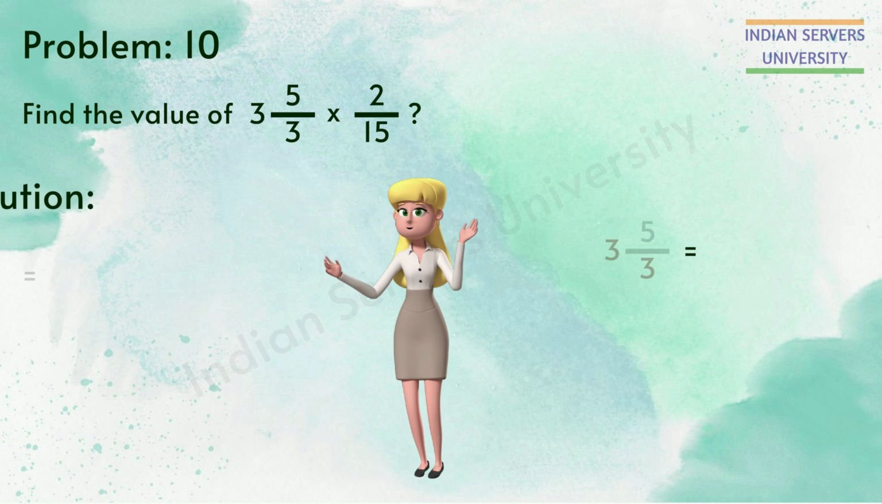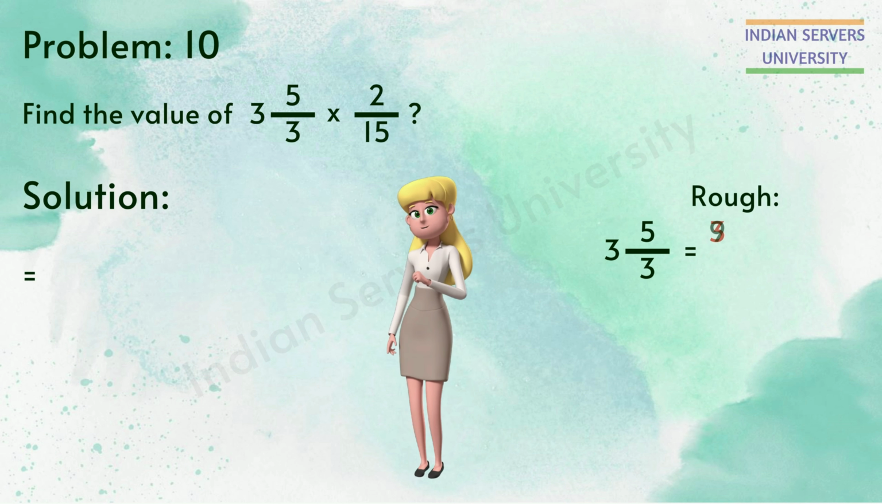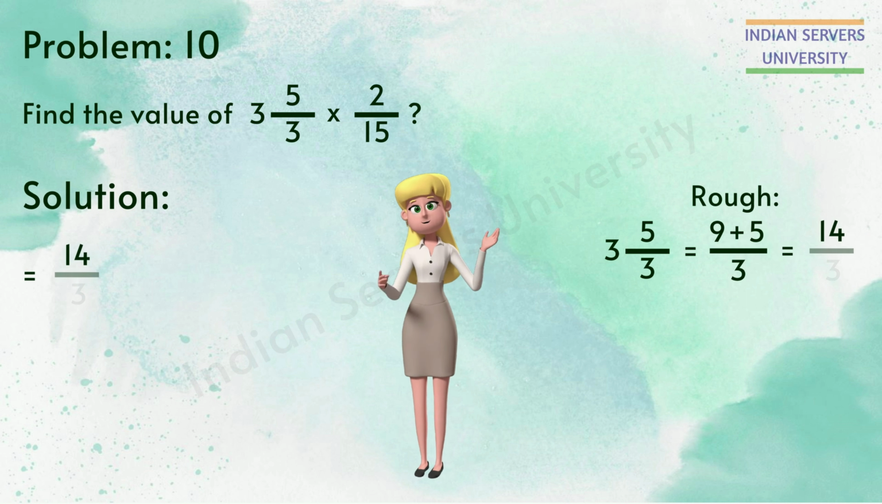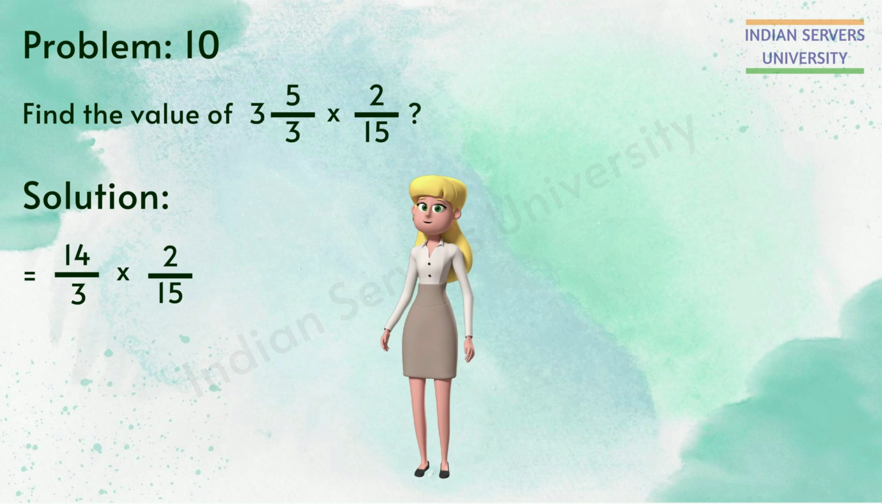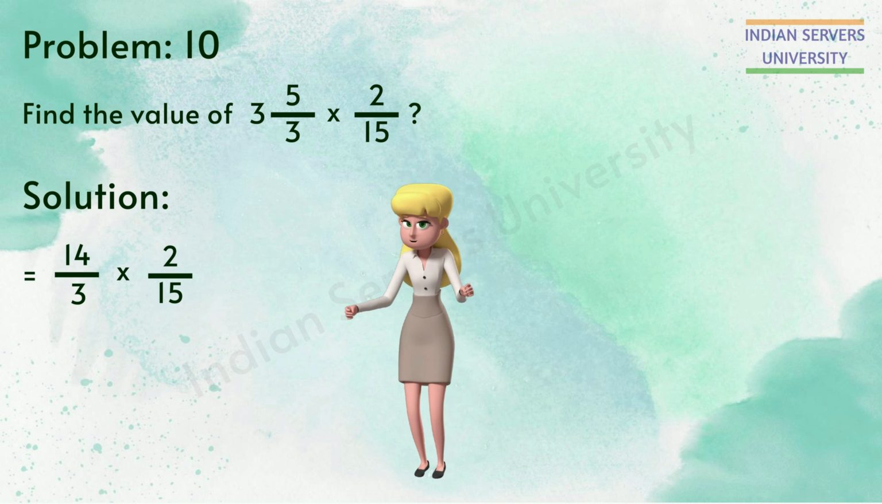నెక్స్ట్ ప్రాబ్లం, 3 and 5 by 3 into 2 by 15. 3 and 5 by 3 అంటే 3 3s are 9 plus 5 14 by 3 into 2 by 15. So 14 by 3 into 2 by 15. 14 2s are 28, 15 3s are 45. 28 by 45.